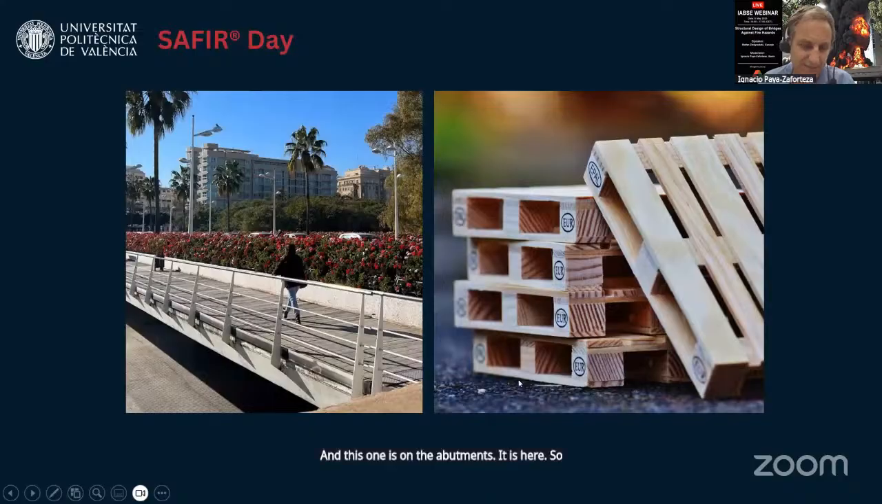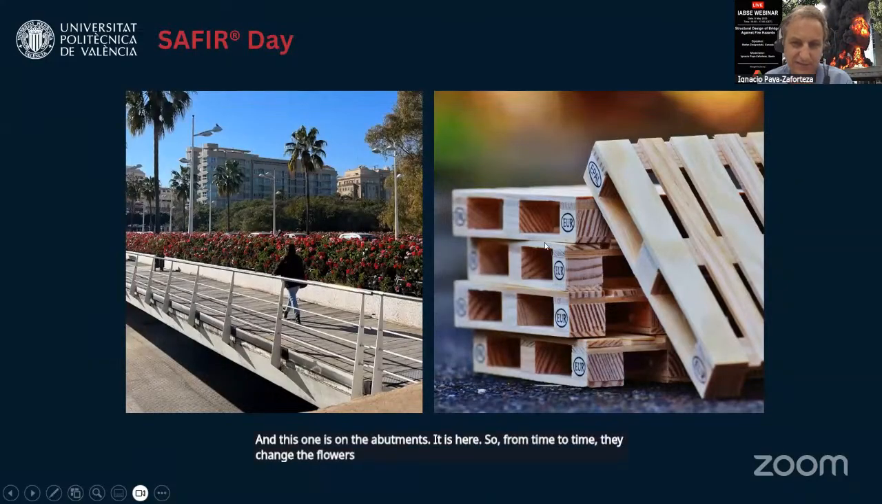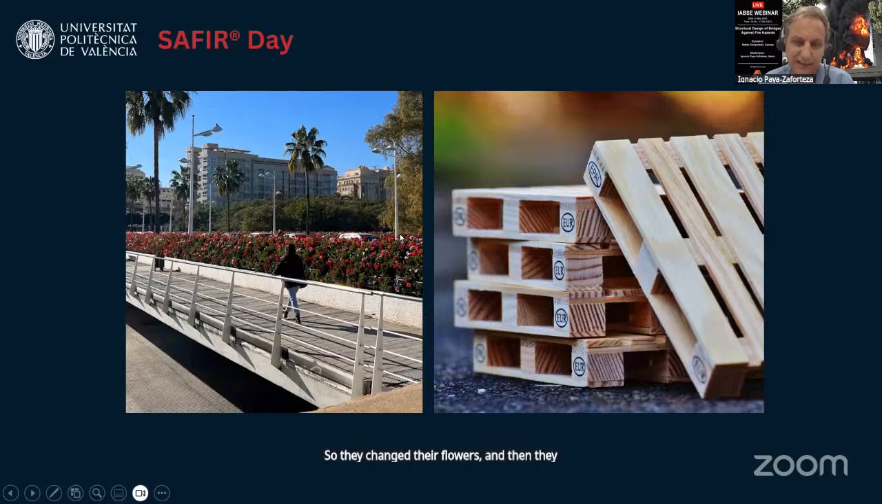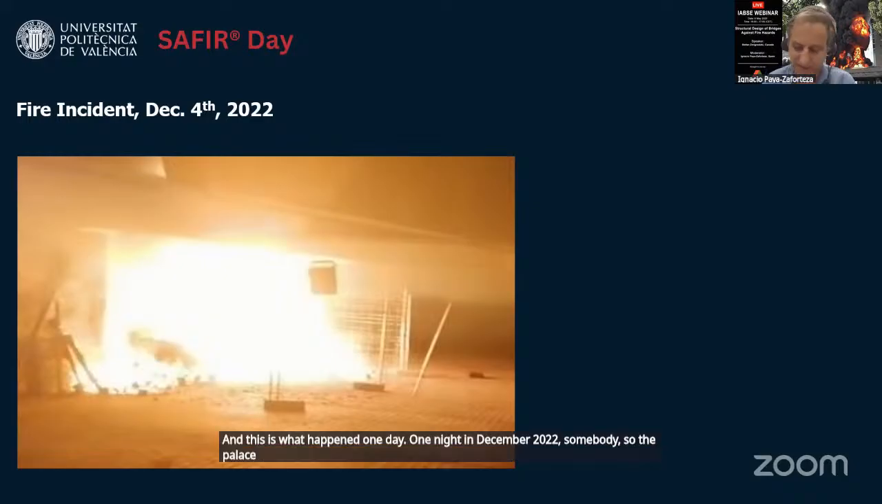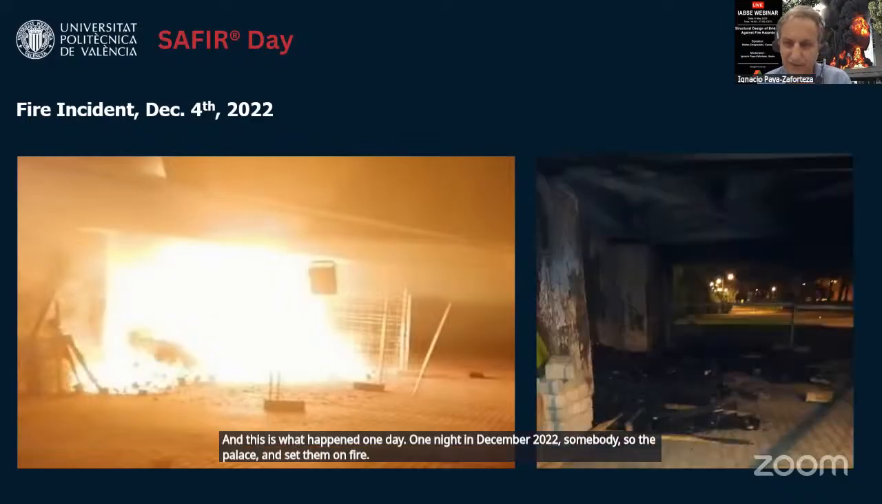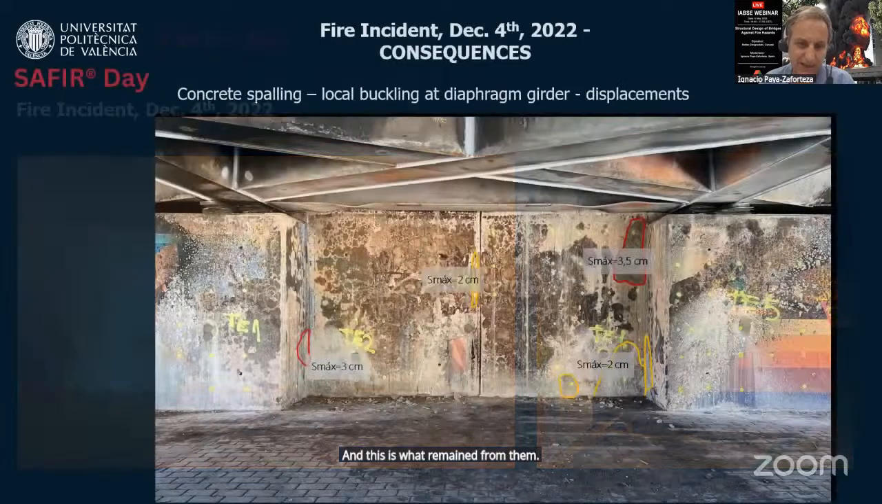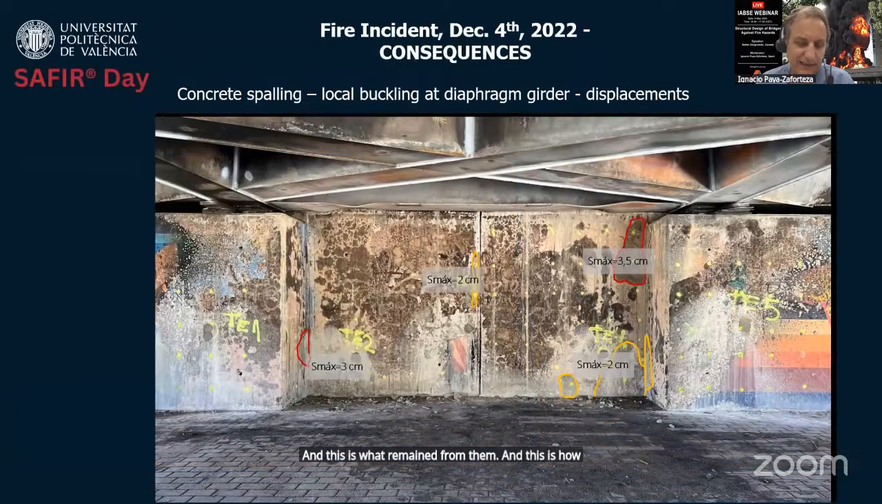So from time to time, they change the flowers, and the flowers come with pallets like those here. So they change the flowers, and then they store the pallets under the bridge. And this is what happened one day. One night in December 2022, somebody saw the pallets and set them on fire. And this is what remained from them. And this is how the area was after the fire.